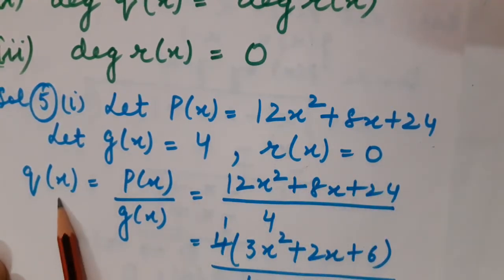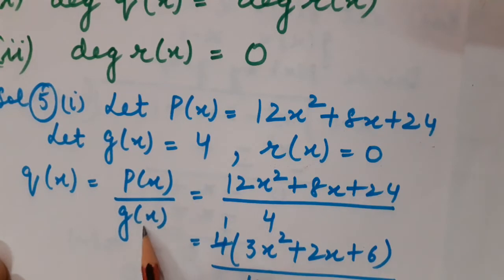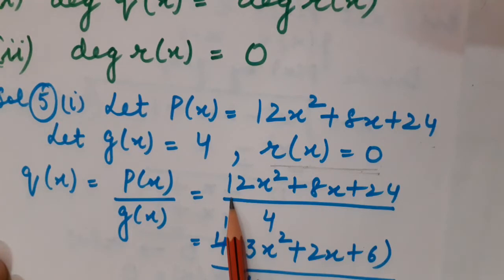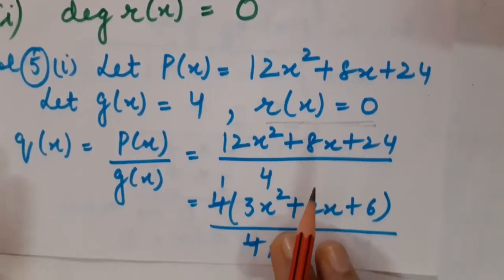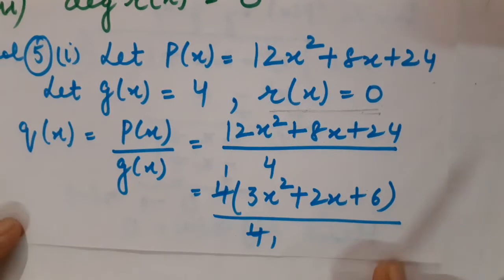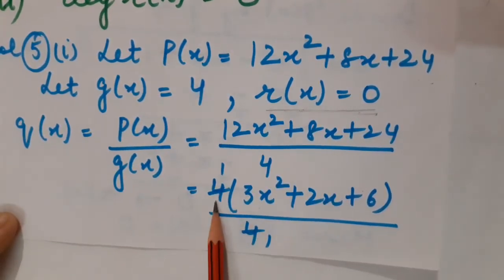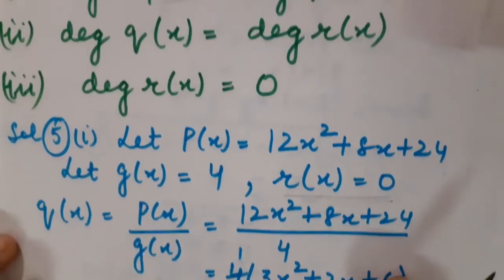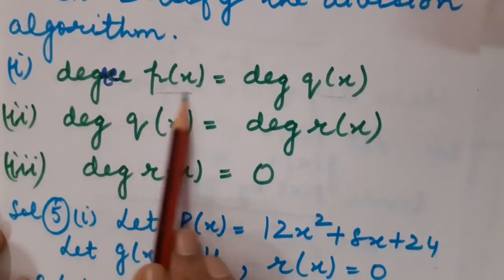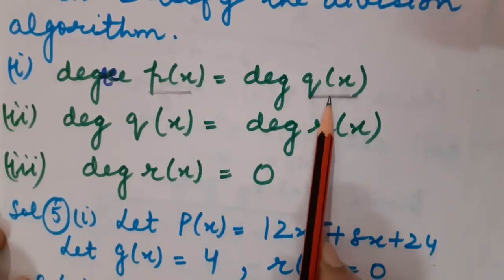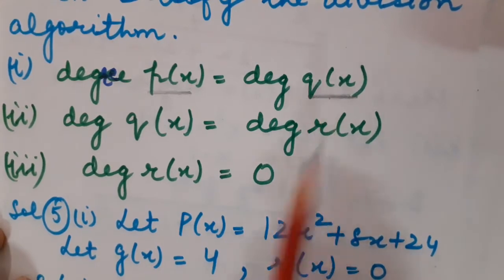So how to calculate qx? Qx is equal to px divided by gx because rx has already become 0. So now when you are going to divide 12x square plus 8x plus 24 by 4, while taking 4 as common, children, it would become 3x square plus 2x plus 6 and this 4 is going to be cancelled with 4. Fine. Now what was the condition given? The condition was that the degree of dividend polynomial, that is px, must be equal to the degree of quotient polynomial.